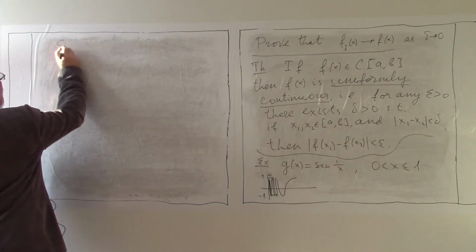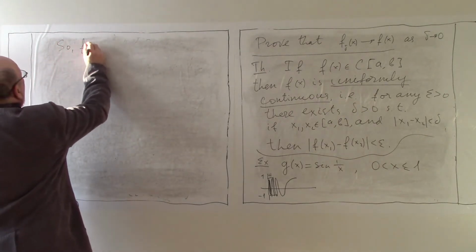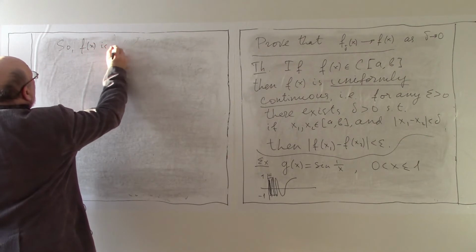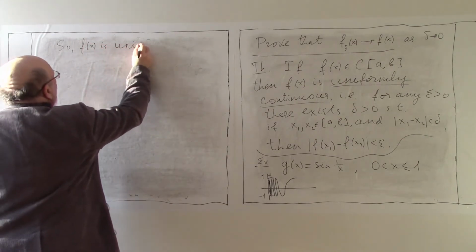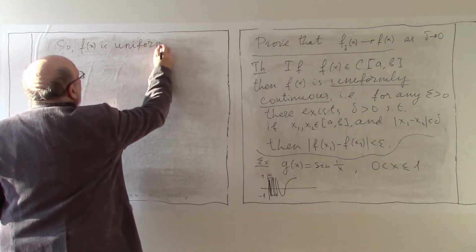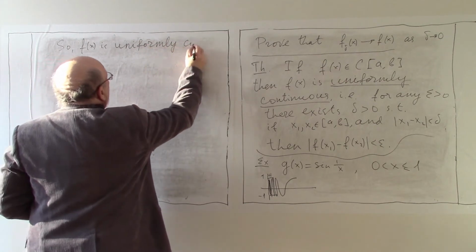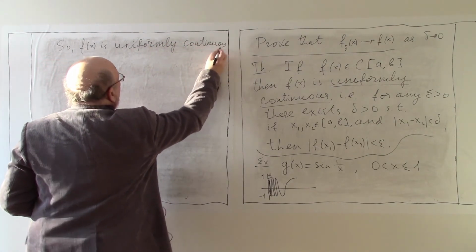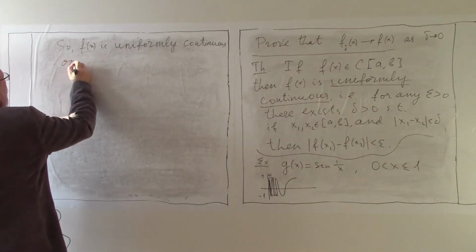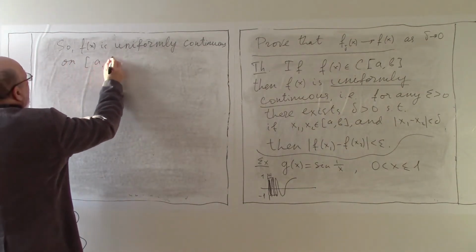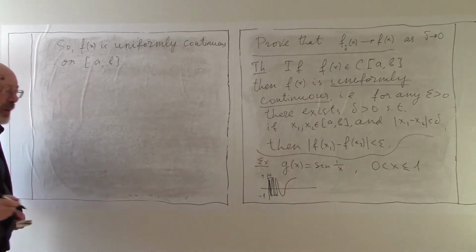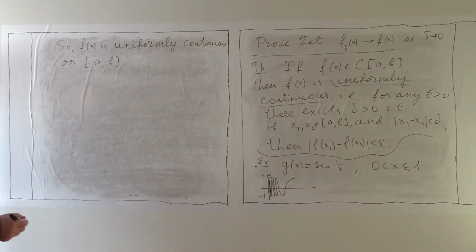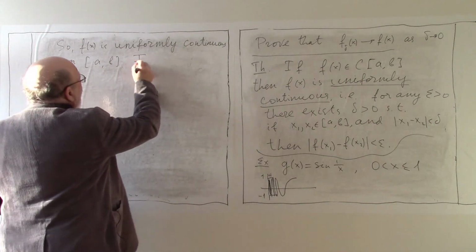So f(x) is uniformly continuous on the segment AB. It is uniformly continuous.